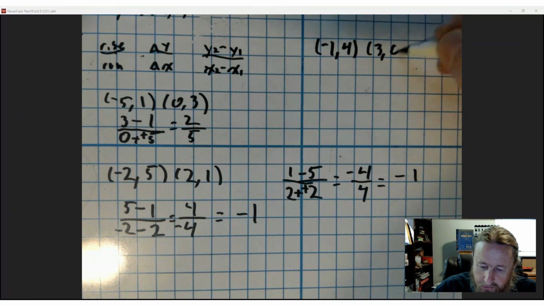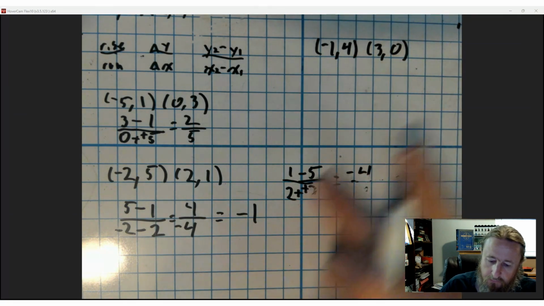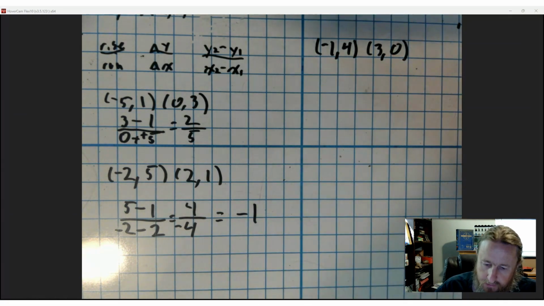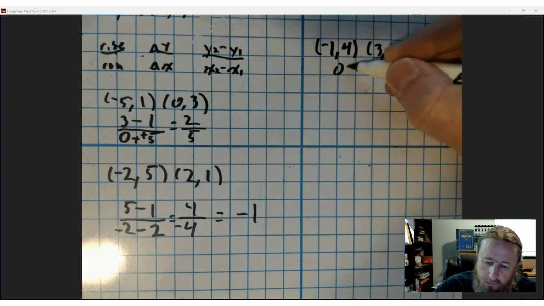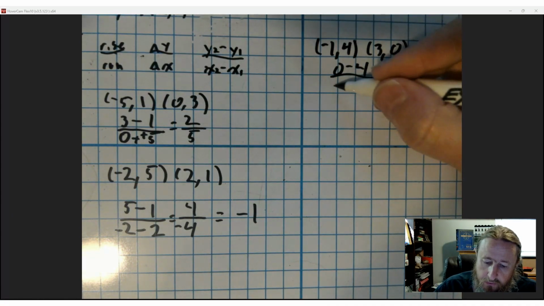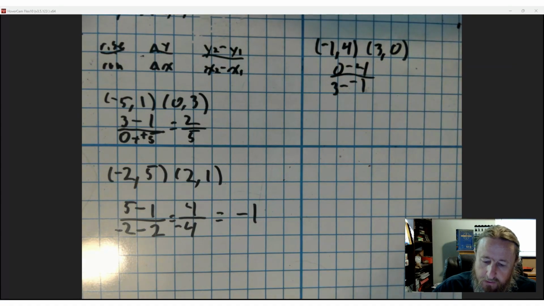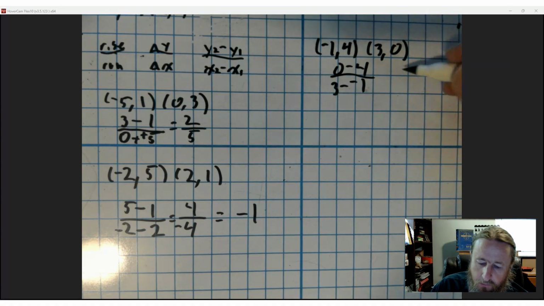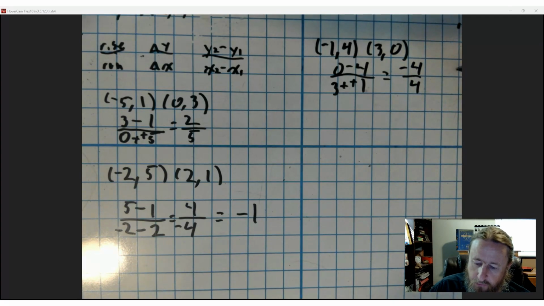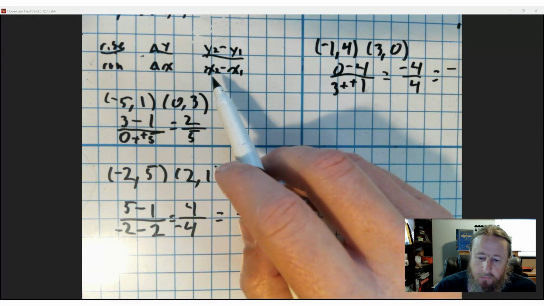The last points we are going to go through are negative 1, 4, and 3, 0. We'll make a little bit of room on the notebook. So we have 0 minus 4 over 3 minus a negative 1. 0 minus 4 will give us negative 4. 3 minus a negative 1 gives us plus 1. So again, we have a slope of negative 4 over 4, which will reduce to negative 1 because we remember slope is a ratio. It is rise over run. It is number to number.